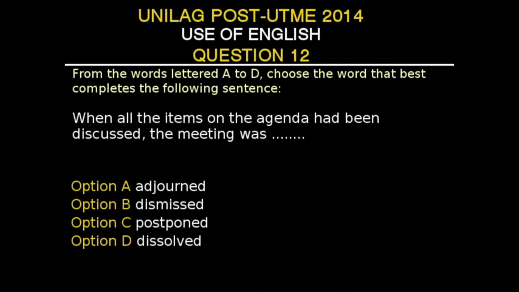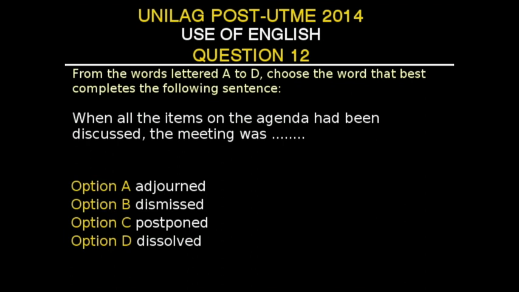Let's look at the definition of some of the options for suitable choices. Now, adjourned is the past tense of adjourn, which means to break off, put off, or postpone a meeting, legal case, or game with the intention to continue it later.